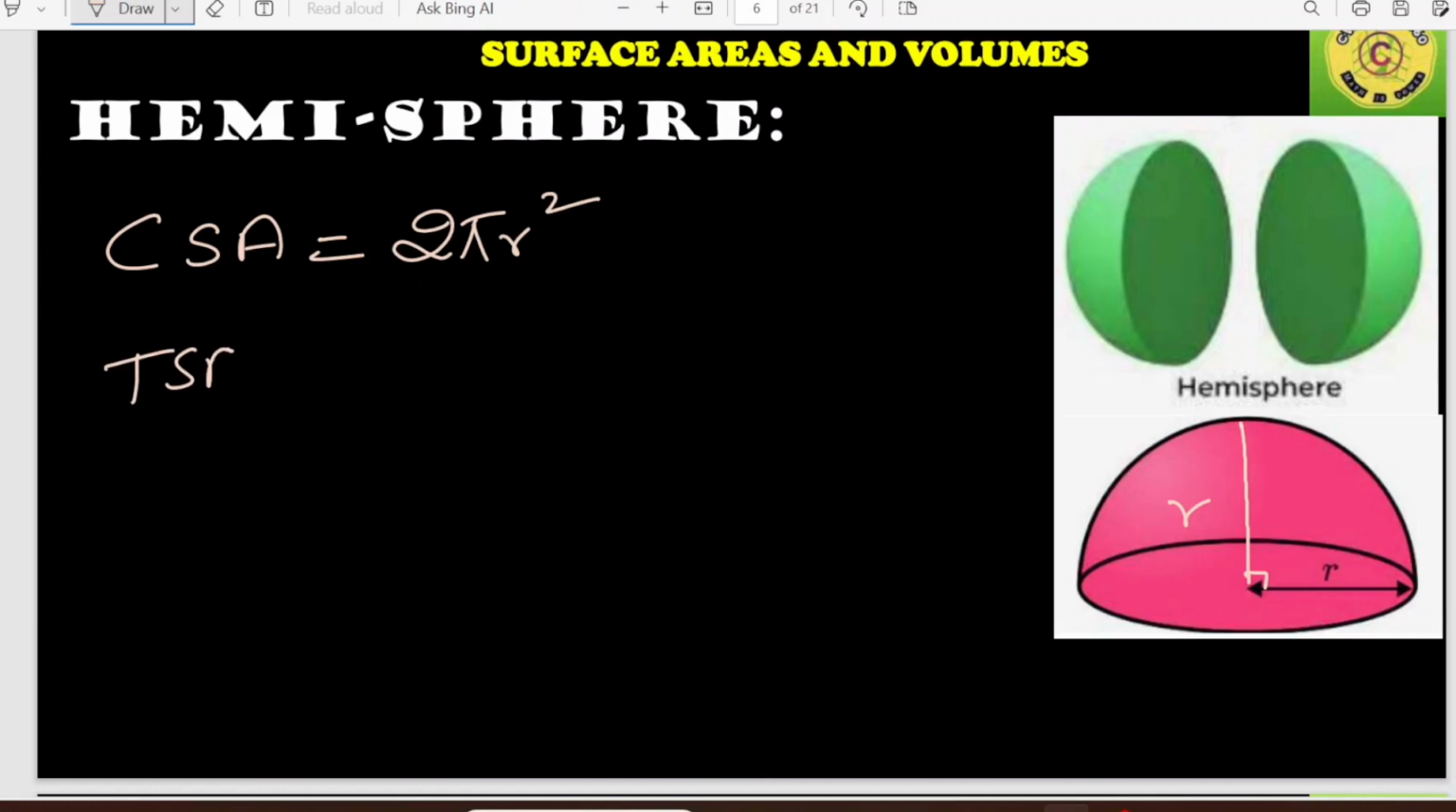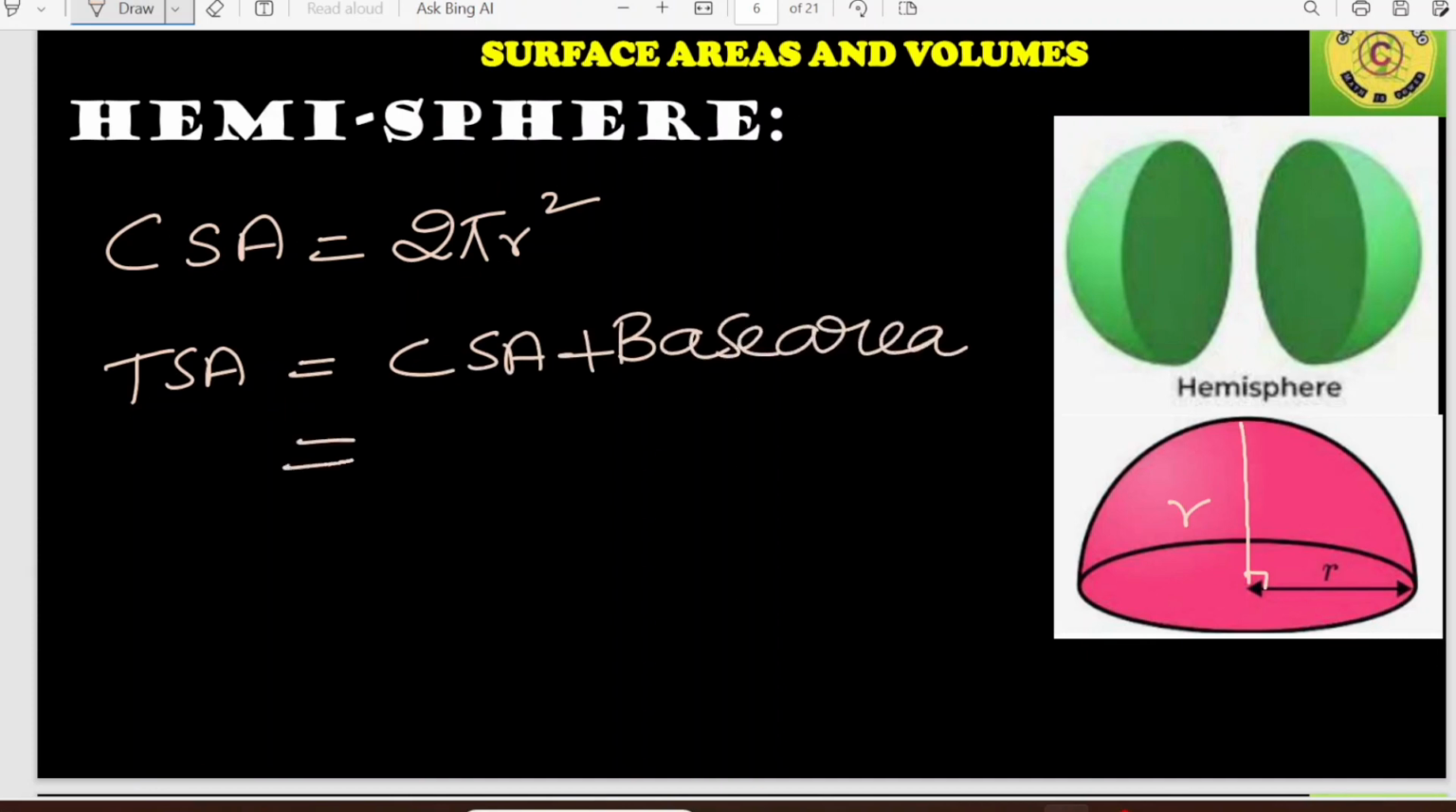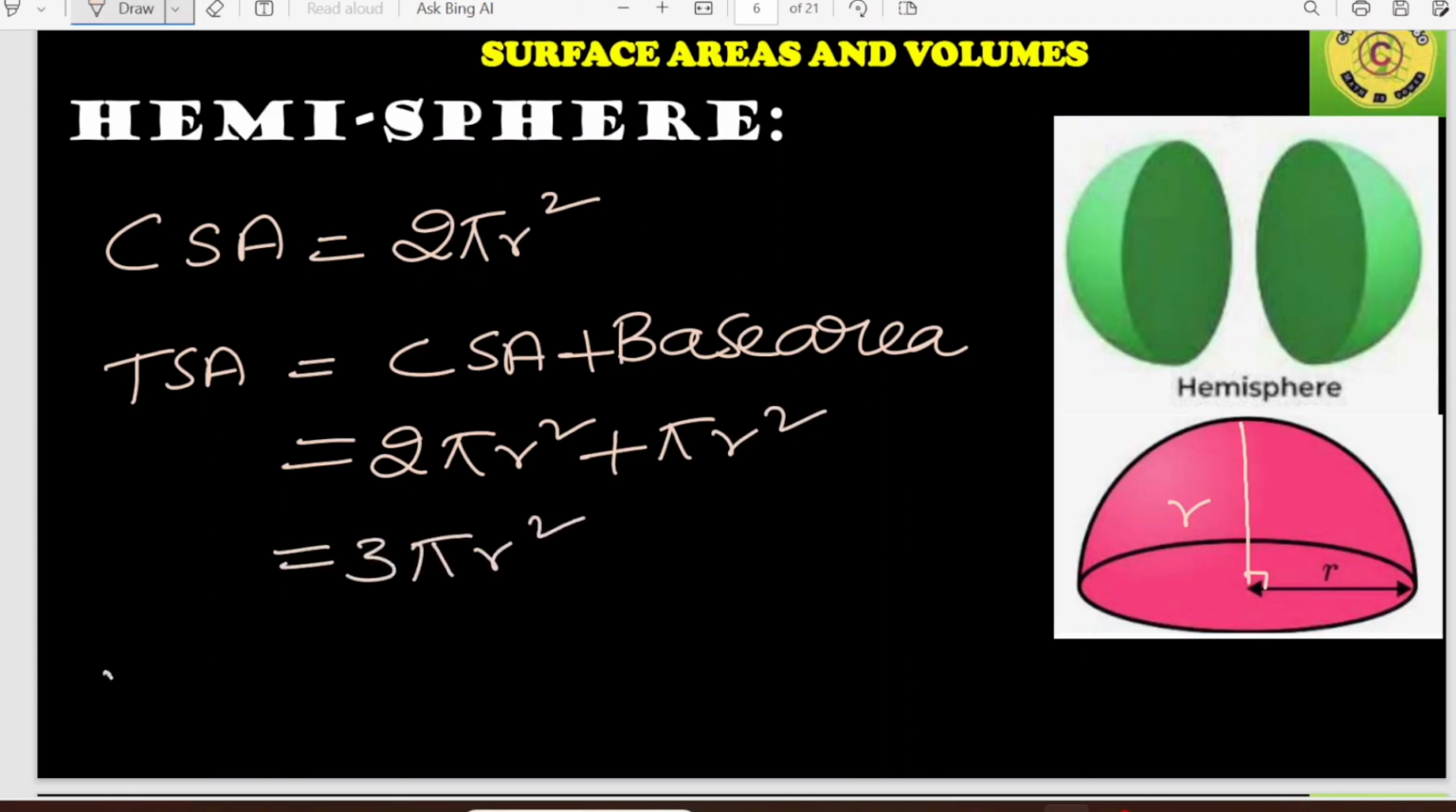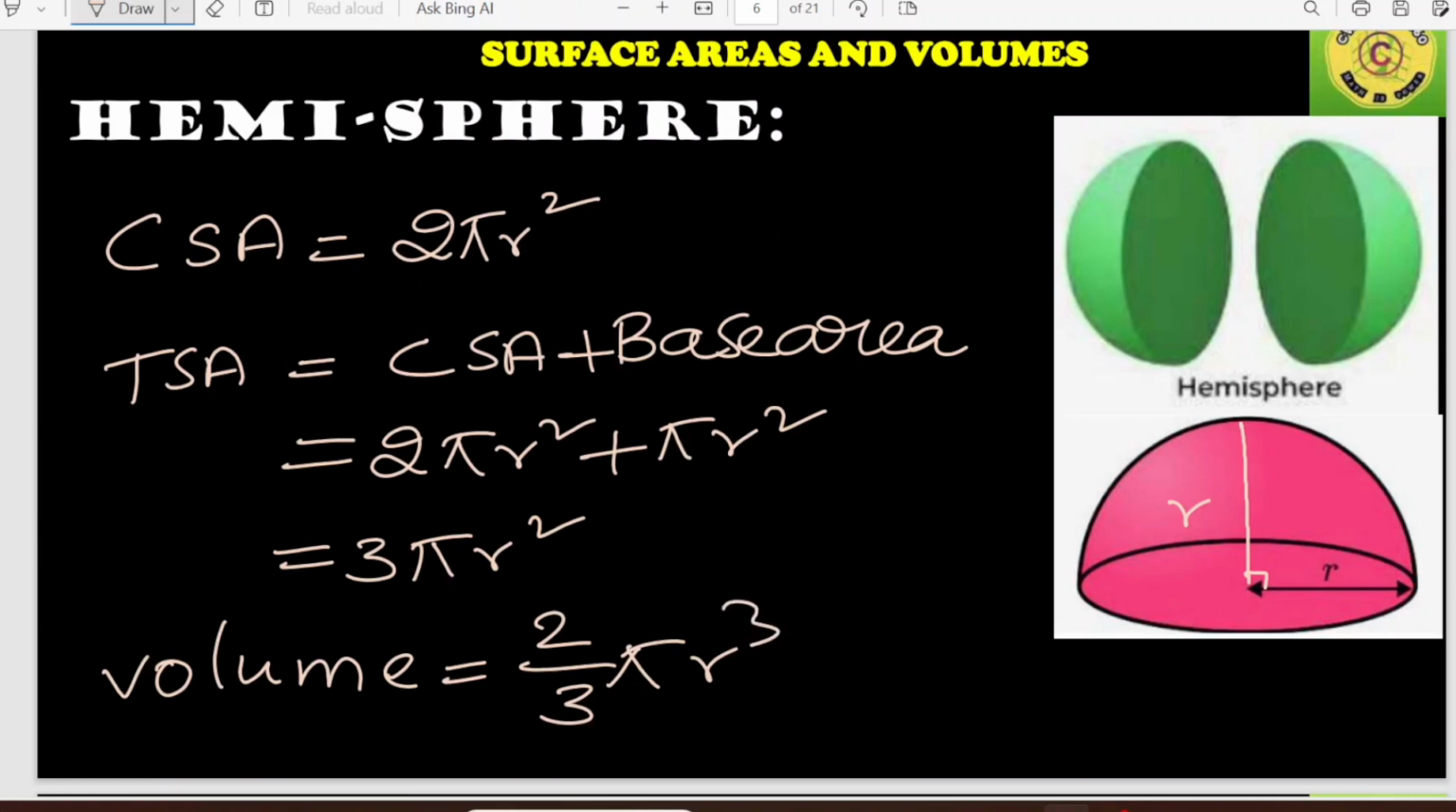And TSA means the total surface area. So CSA plus base area: 2 pi r square plus 1 pi r square. So totally we'll get 3 pi r square. Then volume. Volume is equal to 2 by 3 pi r cube. So this is the total concept of surface areas and volumes and their formulas.